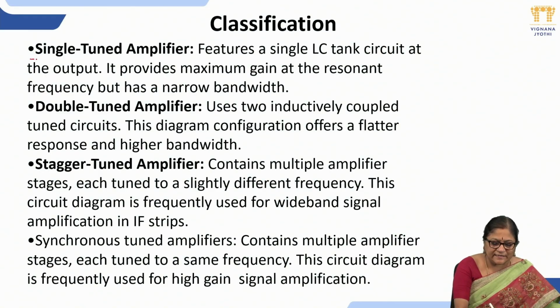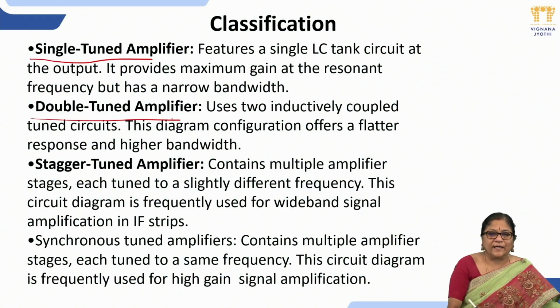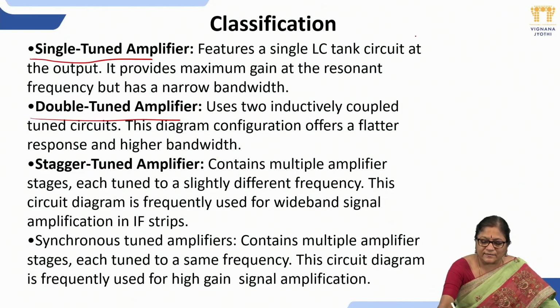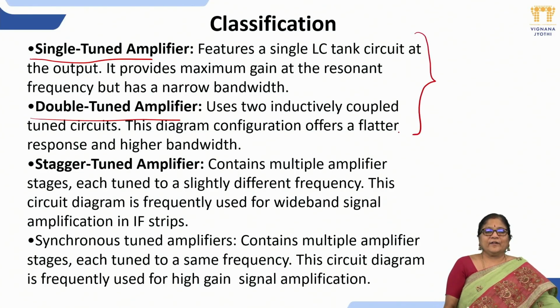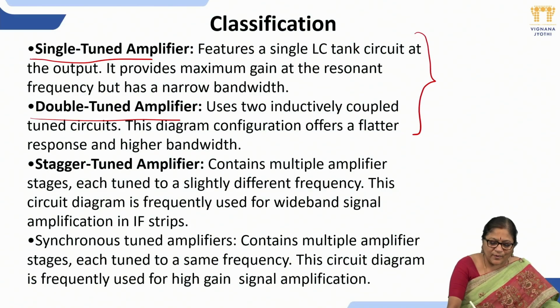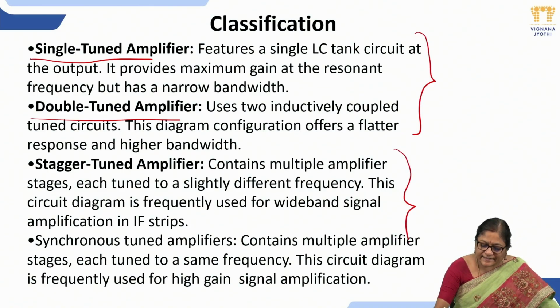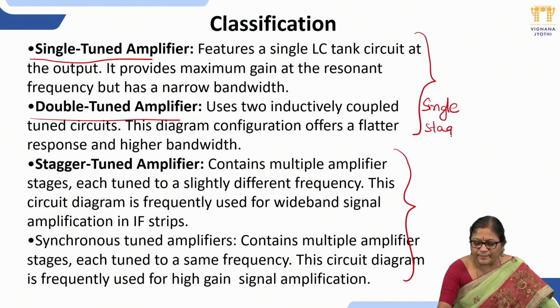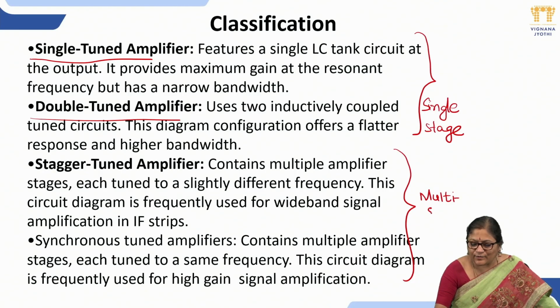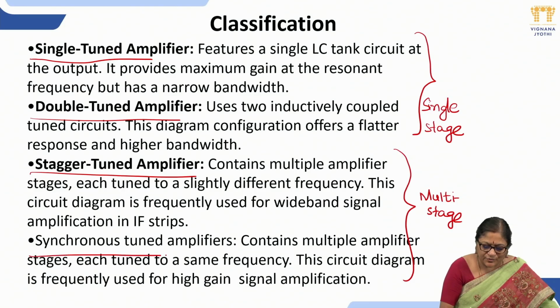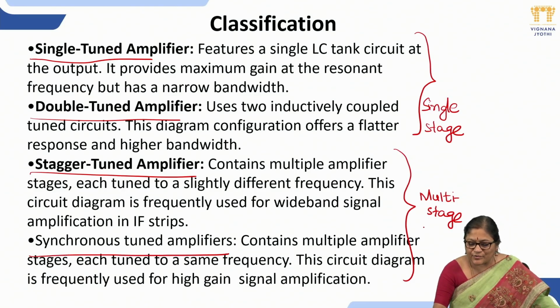So they are classified as single tuned amplifier and double tuned amplifier, and these two are single stage amplifiers like our normal voltage amplifiers. This is single stage, that is, only one stage will be used. If it is cascaded into two stages, then we call it a multi-stage amplifier. But there is an exclusive name for this: stagger tuned or synchronous tuned. These two come under multi-stage tuned amplifiers.